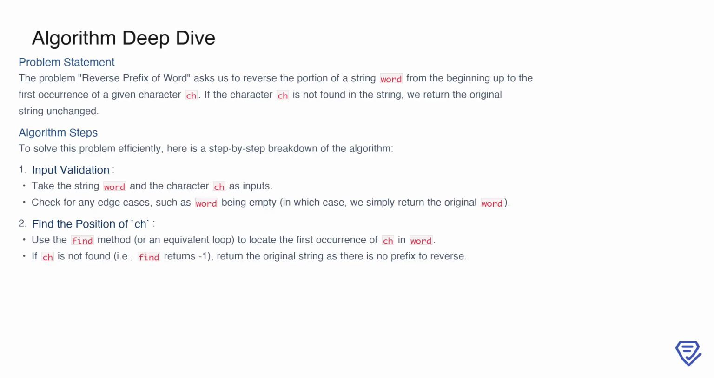First, we validate the inputs, ensuring the string isn't empty. If it is, we simply return the original string because there's nothing to process. Next, we locate the first occurrence of the specified character using the find method. This gives us the index of the character if it exists, otherwise, it returns -1. If the character isn't found, we skip the reversal step and just return the string as it is.